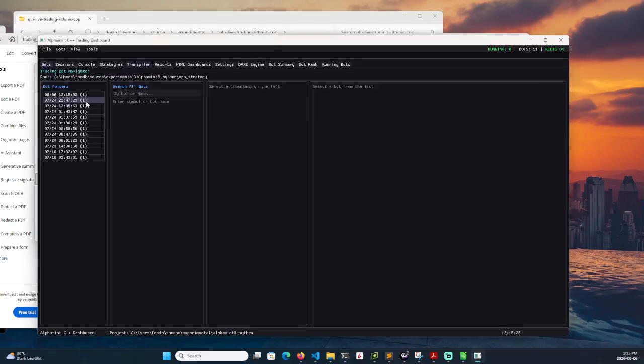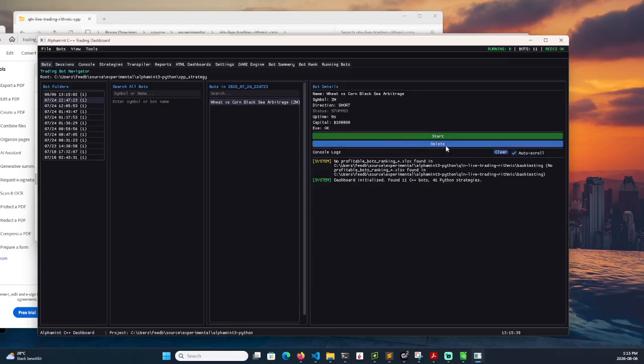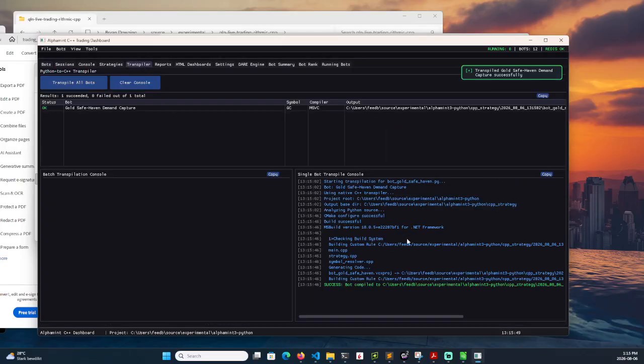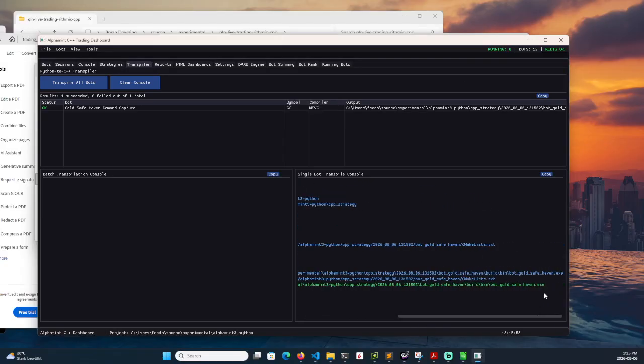So we have some already available. So here we have one bot, gold safe haven. Let me just find another one here. Wheat. Okay, so here's one. So that exists. So all I have to do is go start. Let me just go under transpiler. Okay, so here it is. So this one did transpile into C++. So here is the exe.